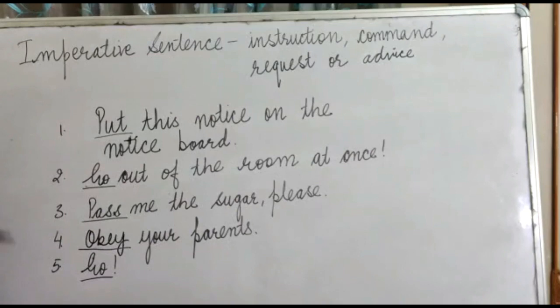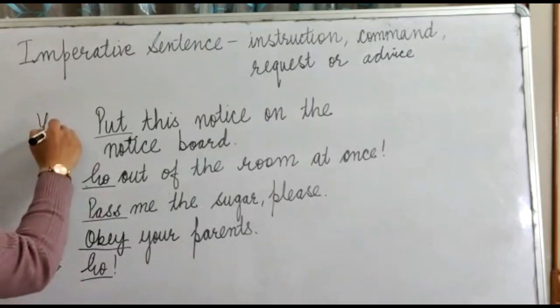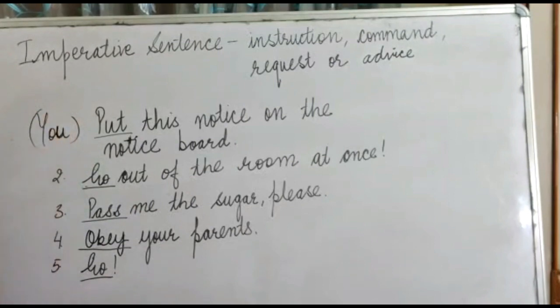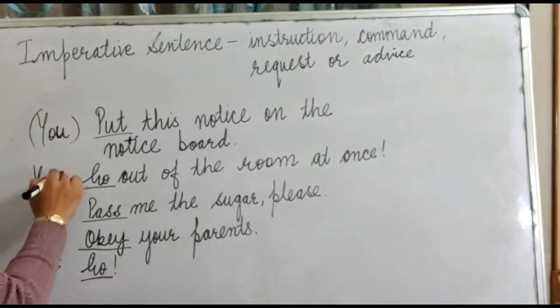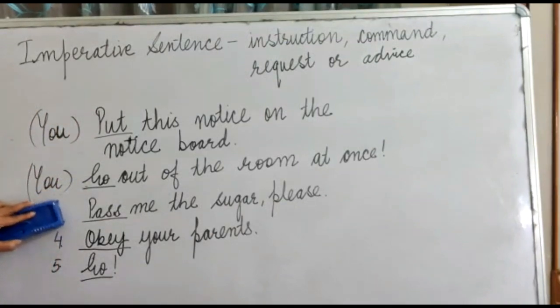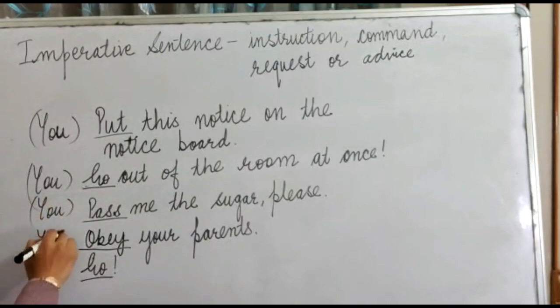Now let's see the subjects in the given sentences. Put this notice on the notice board. The subject here is you. Go out of the room at once. You go out of the room at once. Pass me the sugar please. You pass me the sugar please. Obey your parents. You obey your parents. Go. You go.